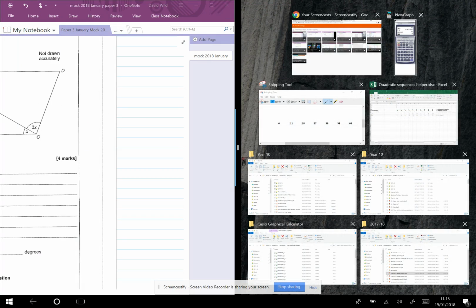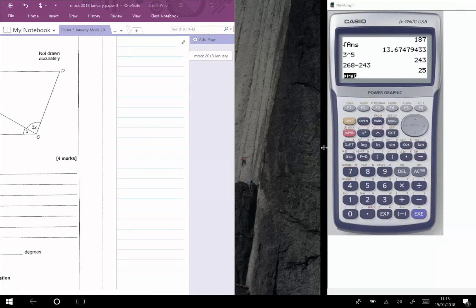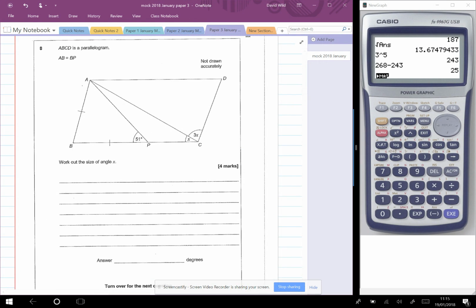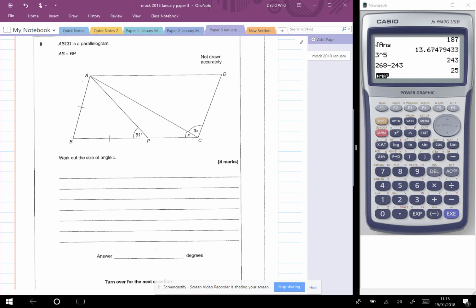Right, okay, so now we're going to be doing question 8. ABCD is a parallelogram. So what do we mean by parallelogram? It means that this is parallel to this, and this is parallel to this. So they're parallel to each other.